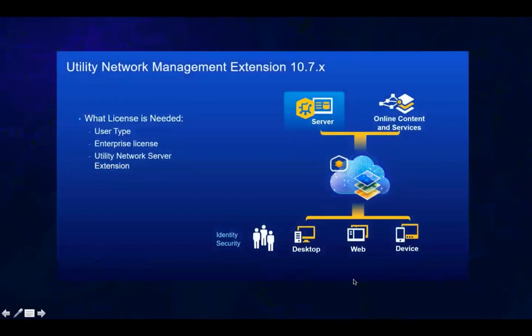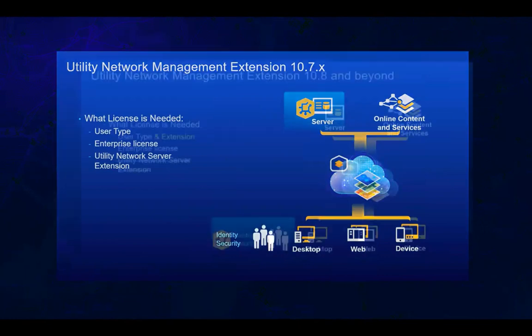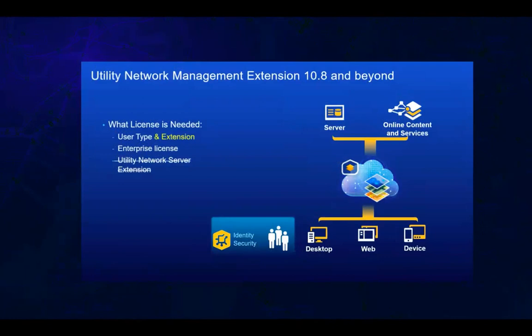In 10.7 or earlier versions, what was needed was a user type, meaning creator, viewer, editor or GIS professional. You would need an enterprise license, and then you would need the utility network server extension. That's the old model. What Esri has now done is take out the need for the utility network server extension and bundle that with the user type.